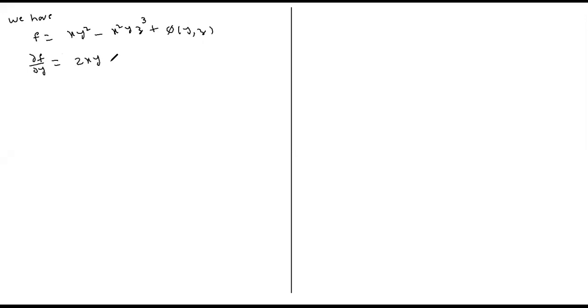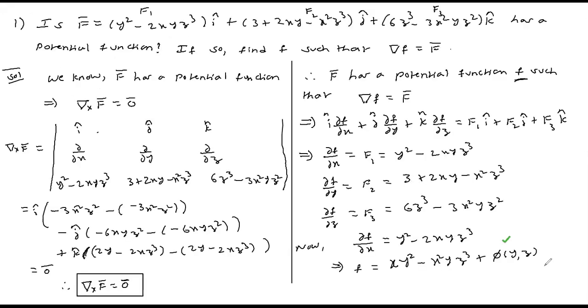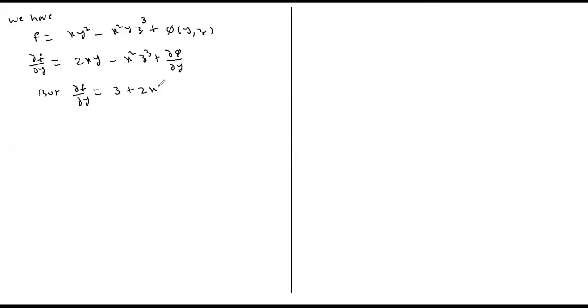2xy minus x square z cube plus dou phi by dou y. Is it okay? But we know dou phi by dou y is equal to the second component of f bar. What is the second component of f bar? 3 plus 2xy minus x square z cube. Therefore equate these two.